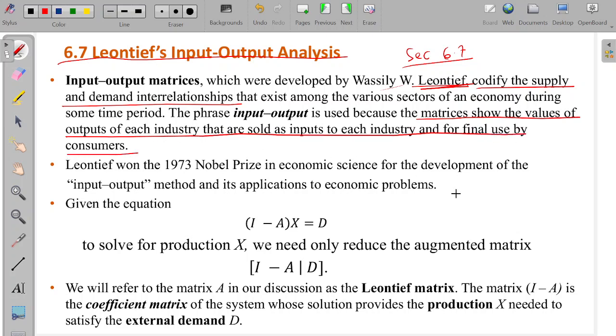So we have some values that are input to another sector or output to another sector. That is what these matrices are talking about. Leontief won the 1973 Nobel Prize in Economic Science for the development of this input-output method and its application to economic problems.